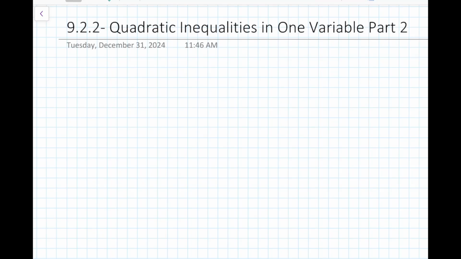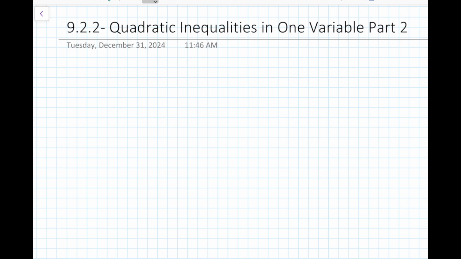This is the second video covering 9.2 and the last video for chapter 9. So in this video, we're going to look a little bit more at quadratic inequalities in one variable. The first video for 9.2 went over how to solve these things graphically. This one's going to focus more on how to solve them algebraically.